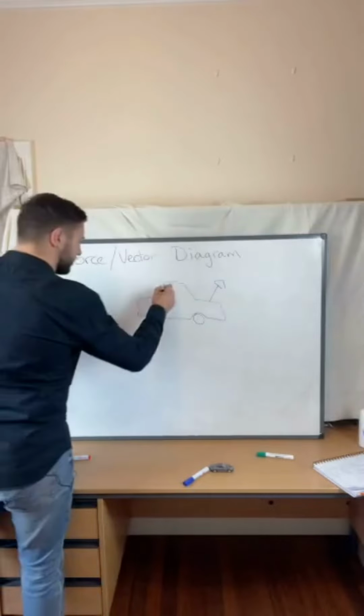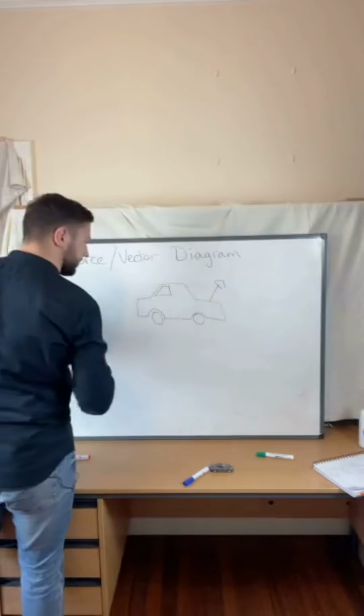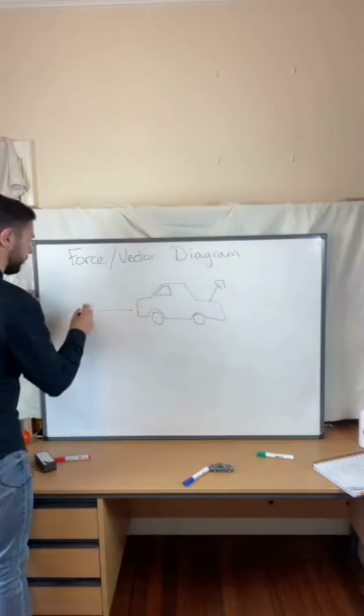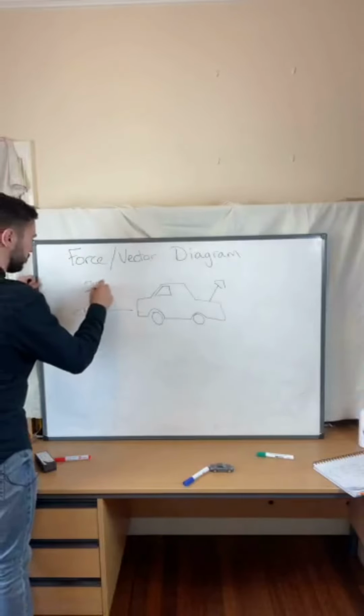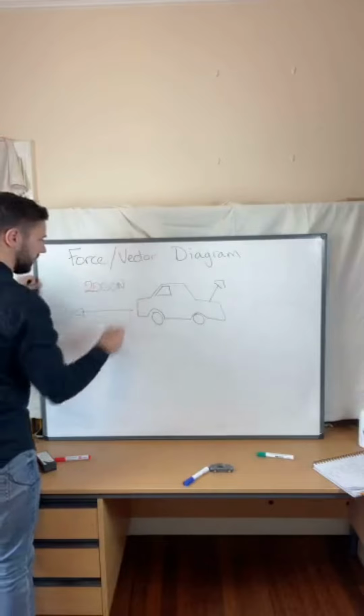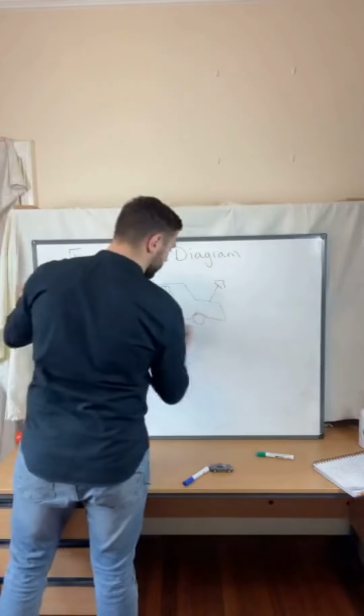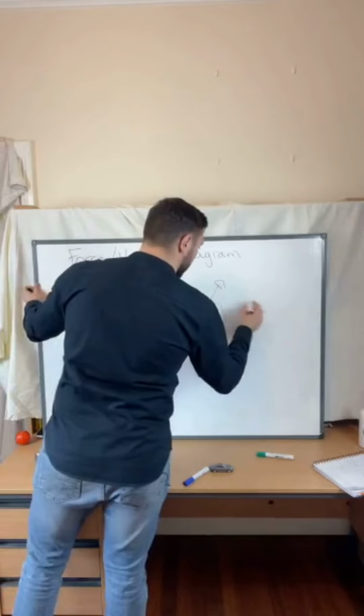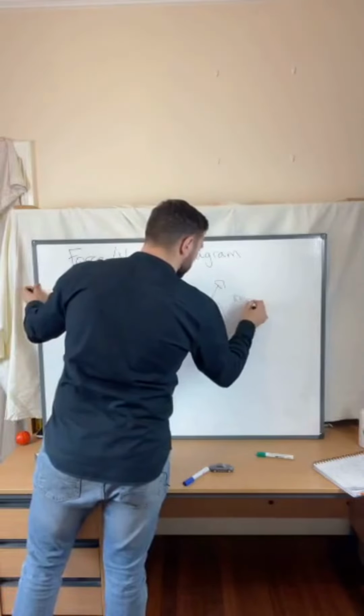It's got a spoiler, so this is the front now. Okay, so that's my car. It's moving forward with a force of 2,000 newtons. And it's got resistance. It's going to have friction acting against it, and it's going to be 1,000 newtons.